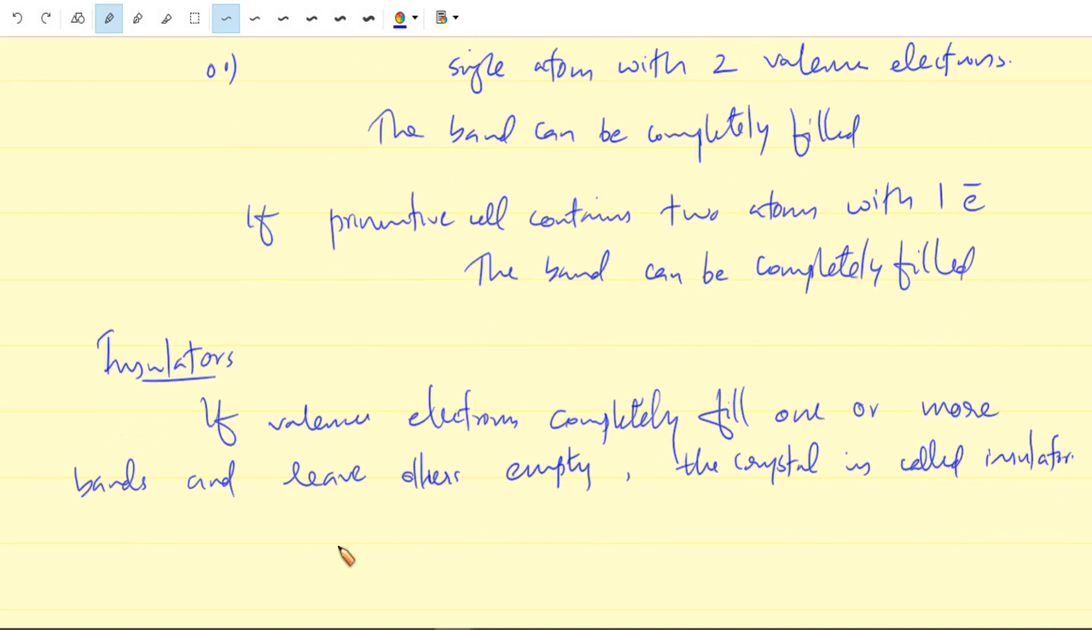So if there is an even number of valence electrons in a primitive cell, then only can the crystal be an insulator, because then only can the band be completely filled. If a band is completely filled and other bands are empty, or if two bands are completely filled and the remaining bands are empty, then the crystals are said to be insulators. This happens only if there is an even number of valence electrons in each primitive cell.